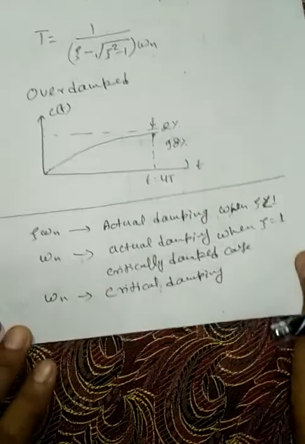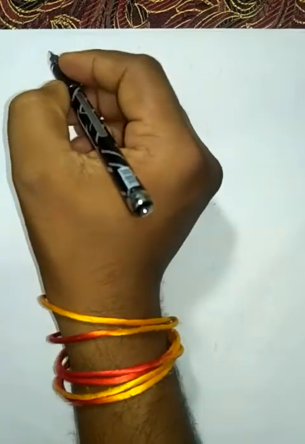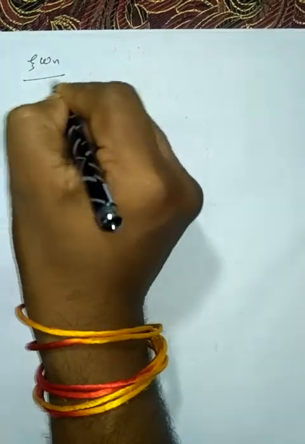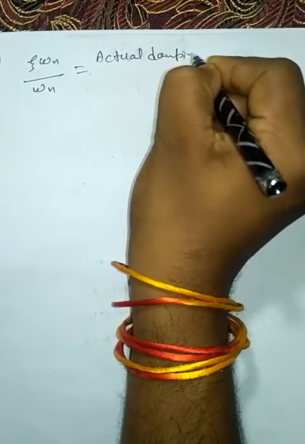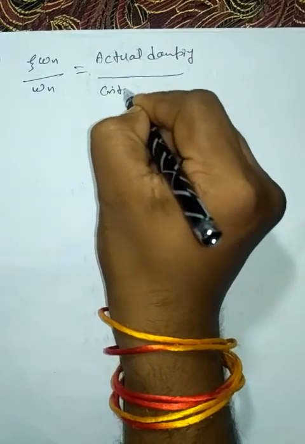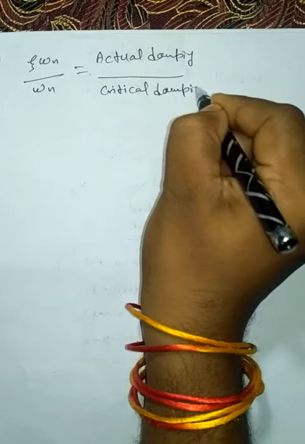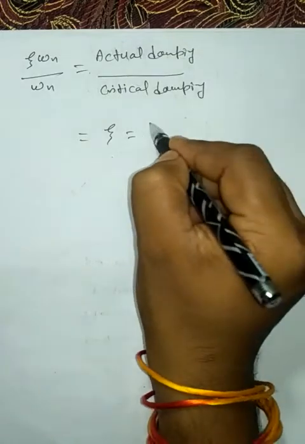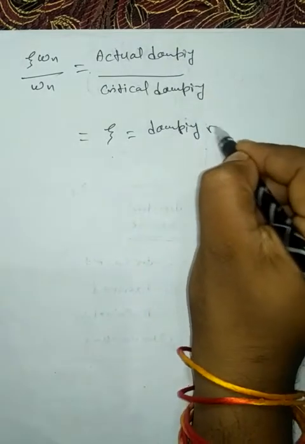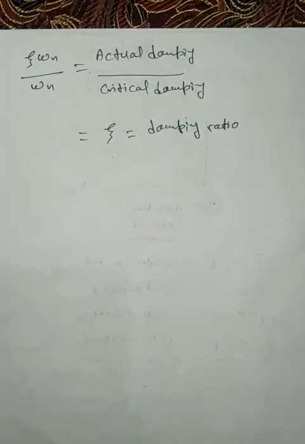And therefore, zeta omega n divided by omega n, which is equal to actual damping divided by critical damping, is equal to zeta, which is the damping ratio. So if we want to find the damping ratio, we can find it by dividing zeta omega n, meaning actual damping, by critical damping.